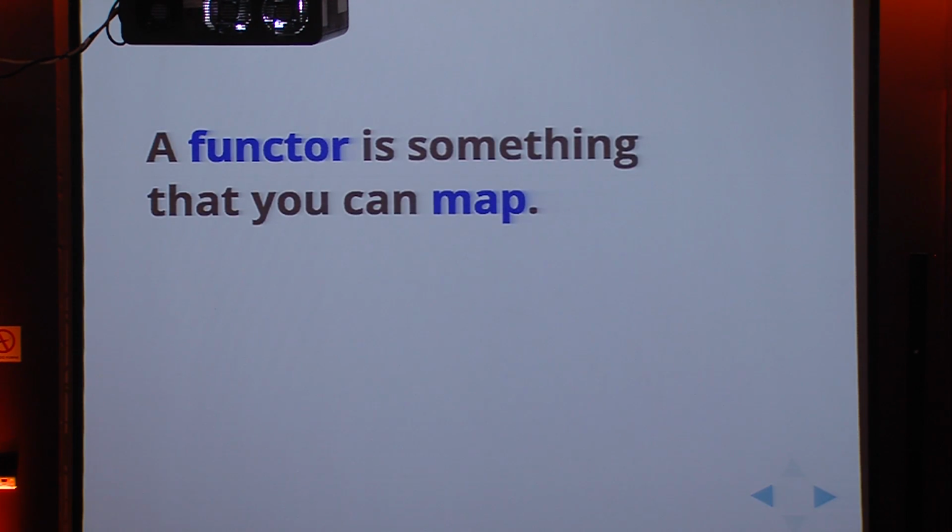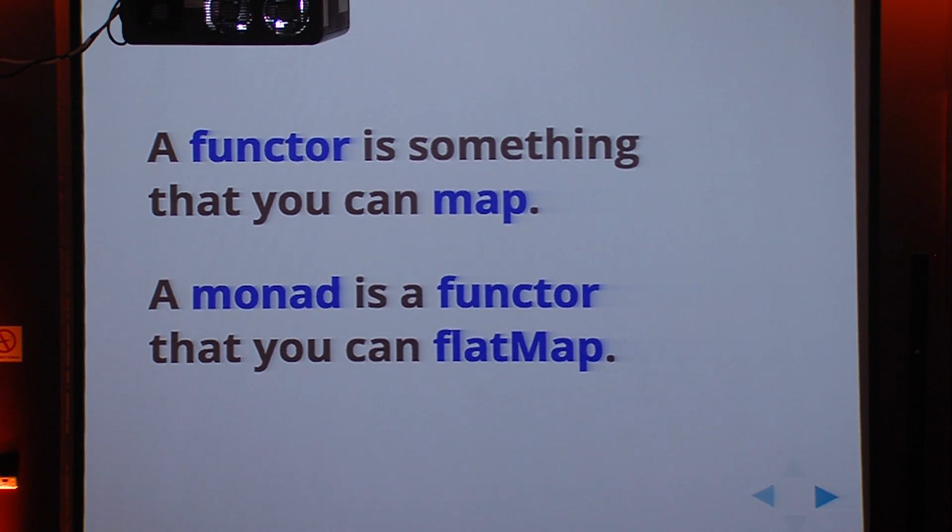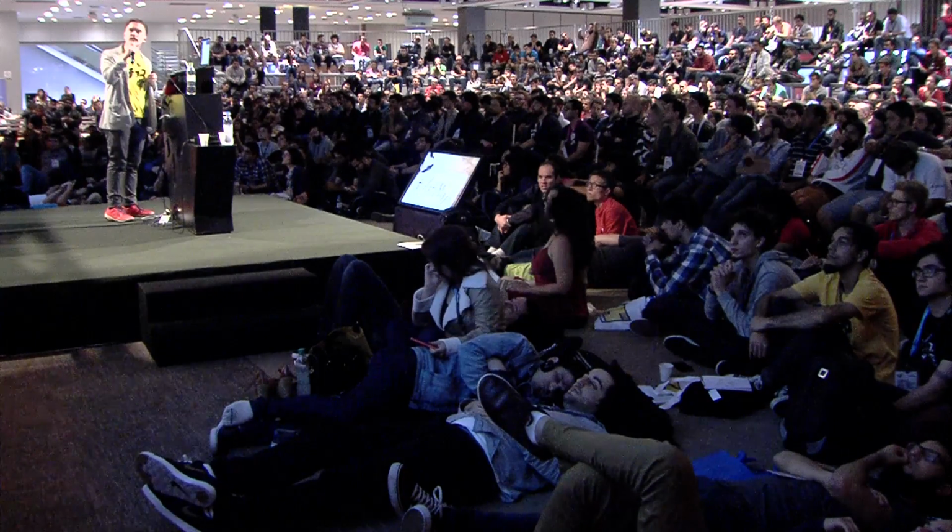So, how far are we in this talk? Let's remind ourselves of the two sentences that we are trying to understand. A functor is something that you can map, and a monad is a functor that you can flatMap. Let's talk about flatMap.